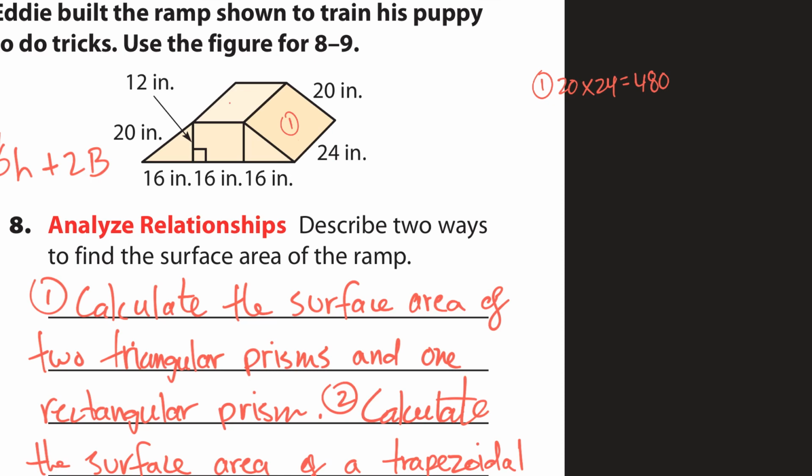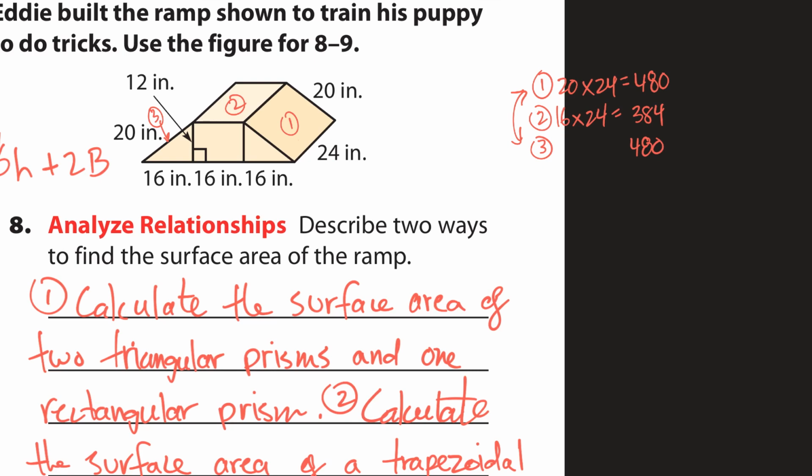Okay, number 2. What is that? 16 times 24. I have a calculator available. I should have had that before. So anyway, 16 times 24 is 384. Number 3 is this other side here, which is the same as number 1. So 3 and 1 are the same. That's going to be 480.